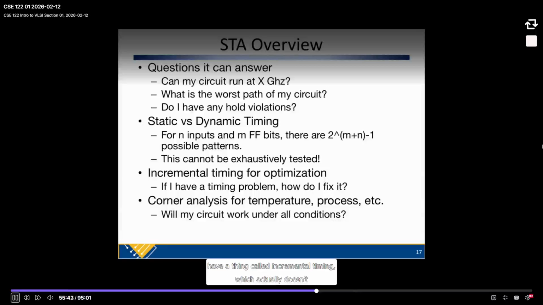Because of this, we have to have a thing called incremental timing, which doesn't rerun the timing everywhere. It only reruns timing on parts that change. And that's a key component of static timing. It can be used for sign-off, like the top things, does that happen? Or incremental, where I want to improve my design and measure the delta in improvement. A lot of times this is within a tool, right?